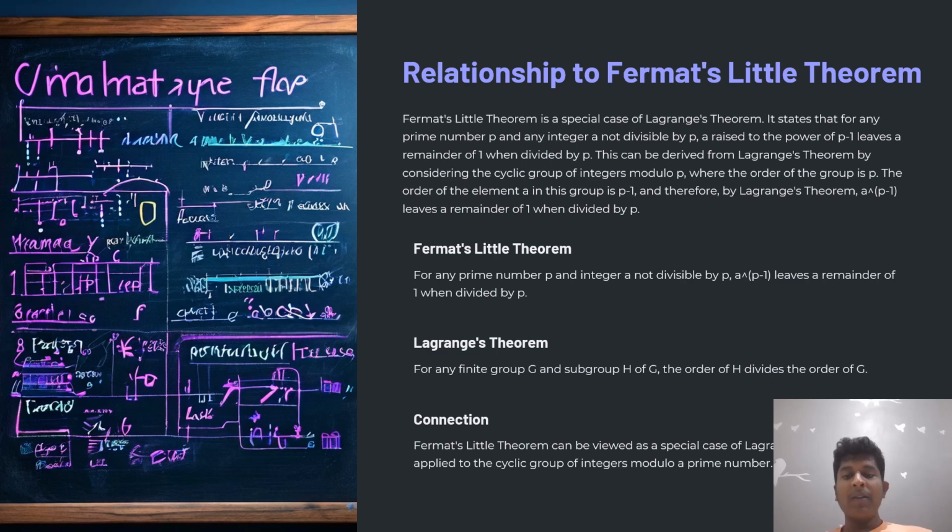The order of the element a in a subgroup is p minus 1, and therefore, by Lagrange's theorem, a to the power of p minus 1 leaves the remainder 1 when divided by p.